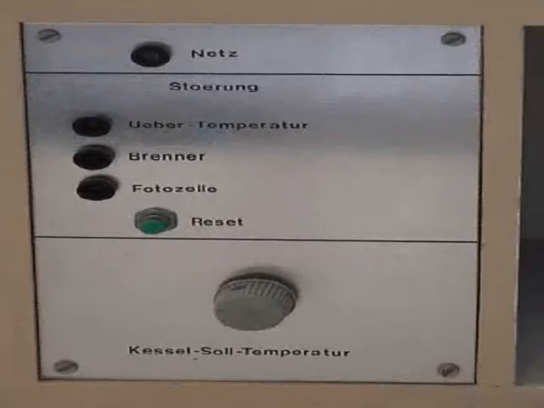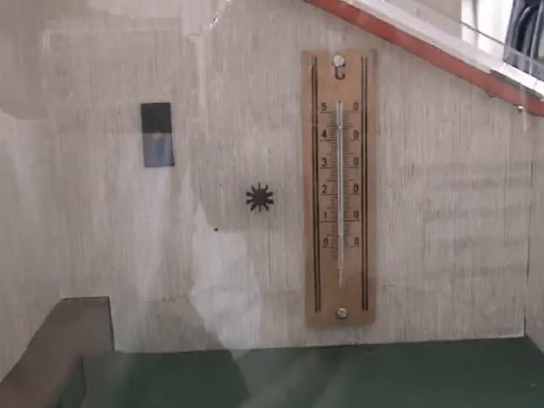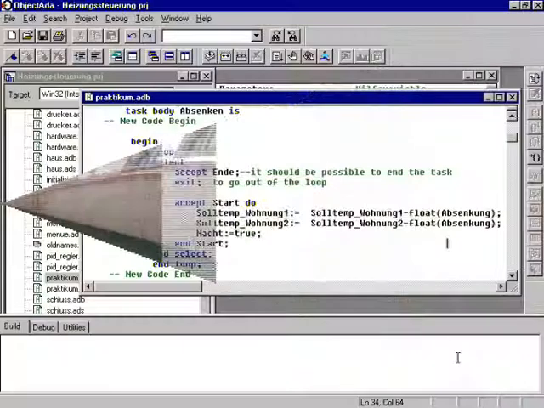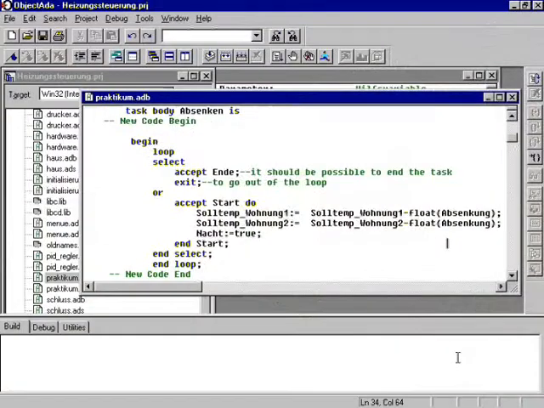Beside the control of the heating, the program also surveils the room temperature. This task, for example, decreases room temperature if necessary.